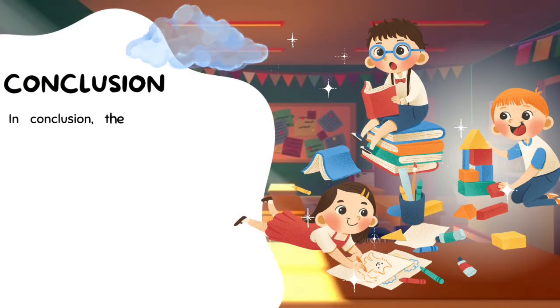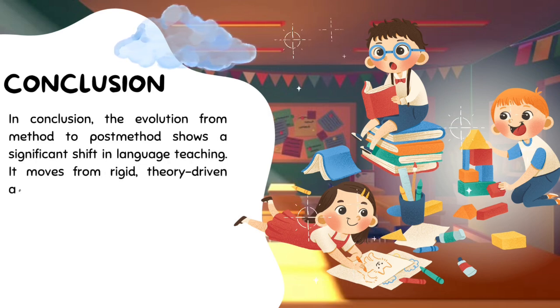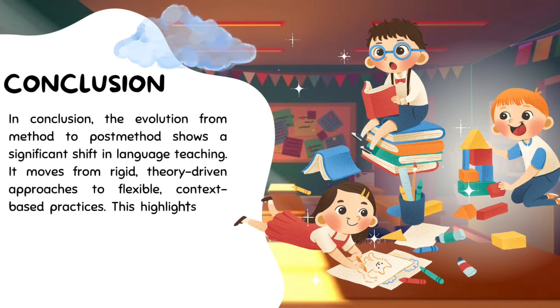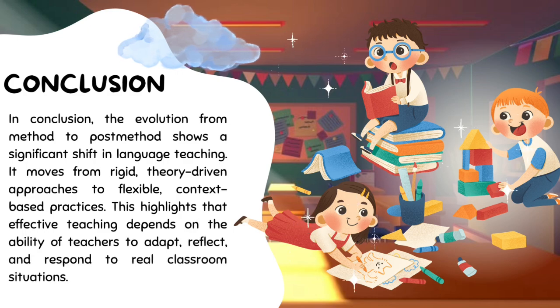To conclude, the evolution from method to post-method shows that teaching is not about following one perfect method. It is about understanding learners, adapting to context, and making thoughtful decisions. Because in the end, effective teaching is not fixed, it evolves.